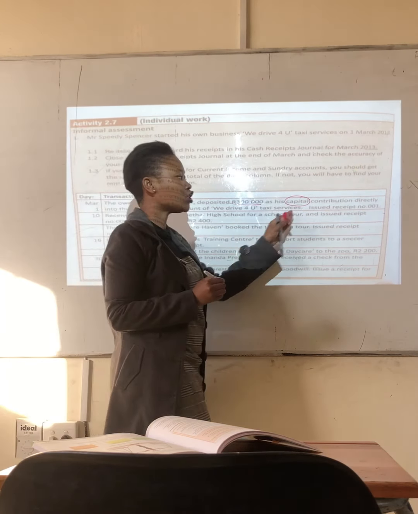They said for March 2013. So we will also fill in the month in which we are recording. So all this information that will reflect here will be showing the money that the business received in March. Okay. The first one, the document number, they said we issued receipt number 001. So our document number is a receipt number 001.